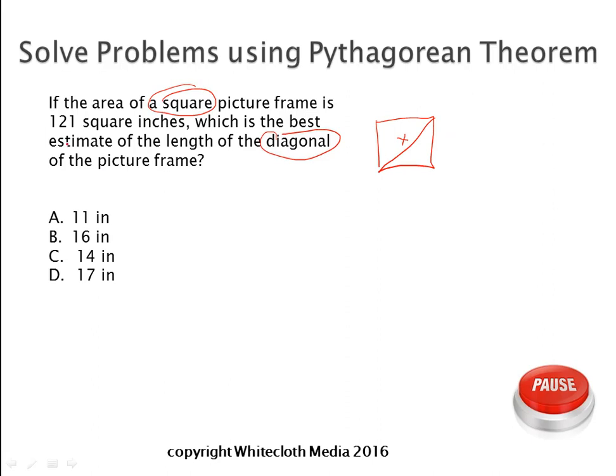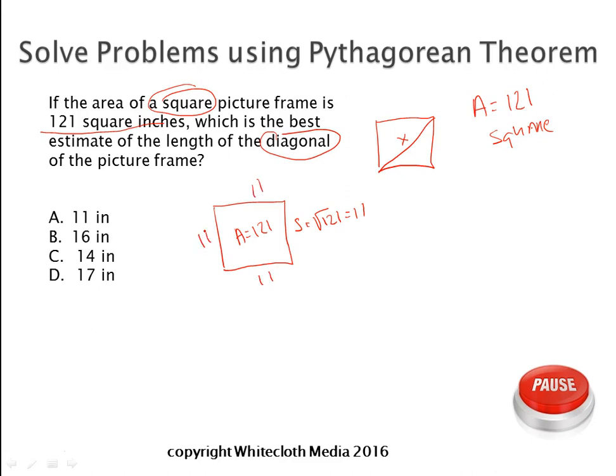All right, now here's a trick here. It says a square of 121 inches. So my area is 121, and it's a square. Well, what did we say the relationship was? If I have a square and my area is 121, then my side must be the square root of 121. See, we can't forget these things. So that means my side is 11. That means that's 11, that's 11, and that's 11.